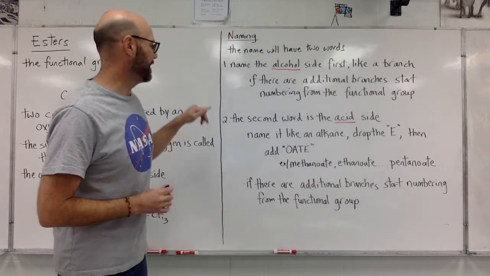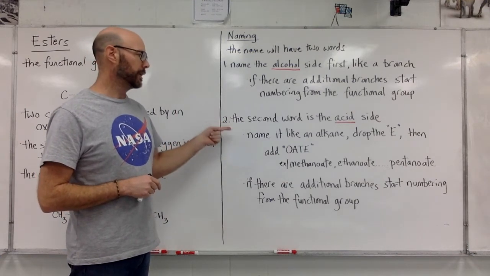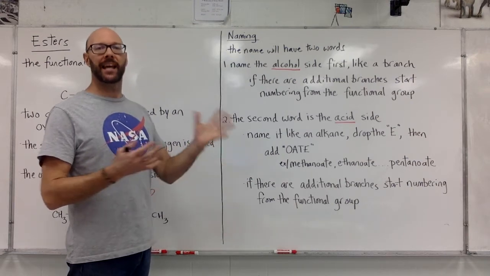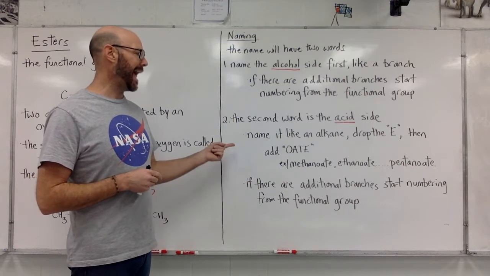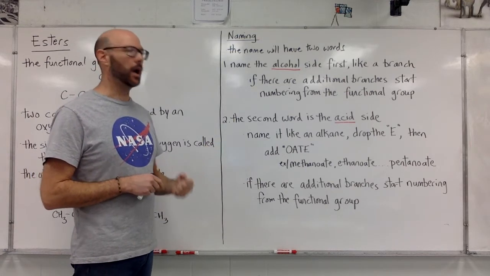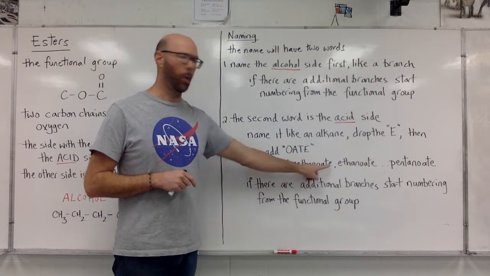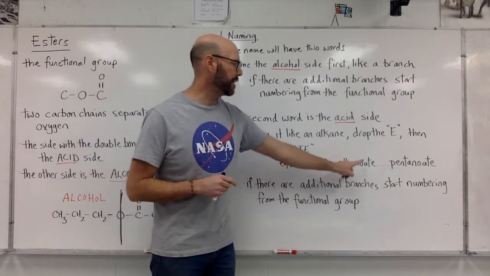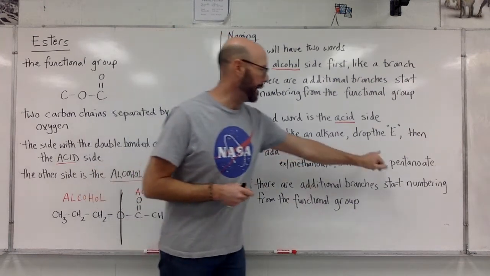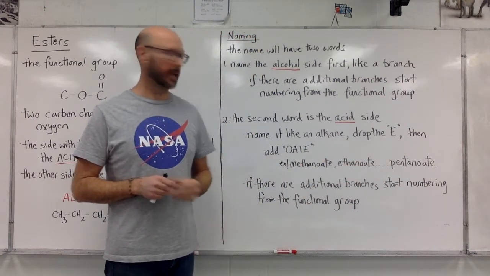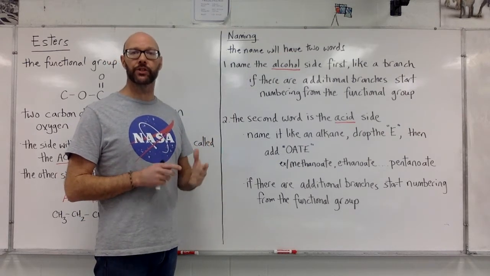The second part of the name, the second word, is the acid side. We're going to name it like it was an alkane. Take the E off, like we've seen in a couple of different chemicals so far, and then add, this time, OATE. Here's a few examples: methanoate, ethanoate, propanoate, butanoate, pentanoate, etc.